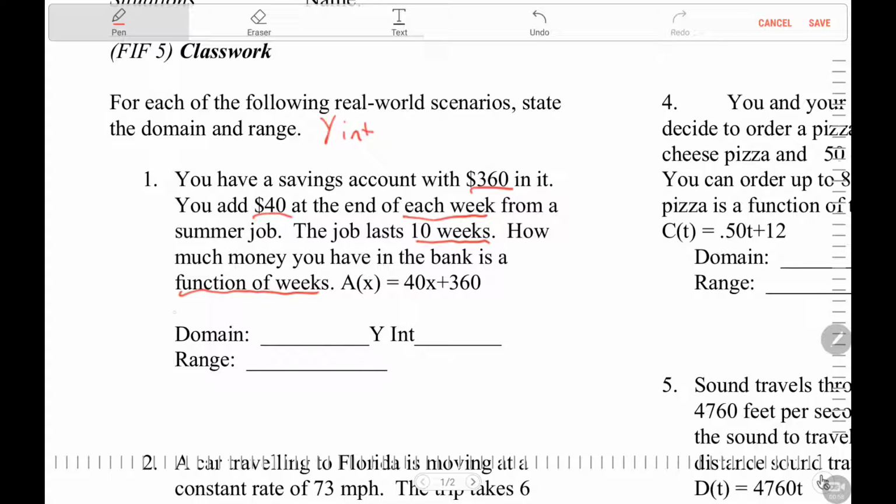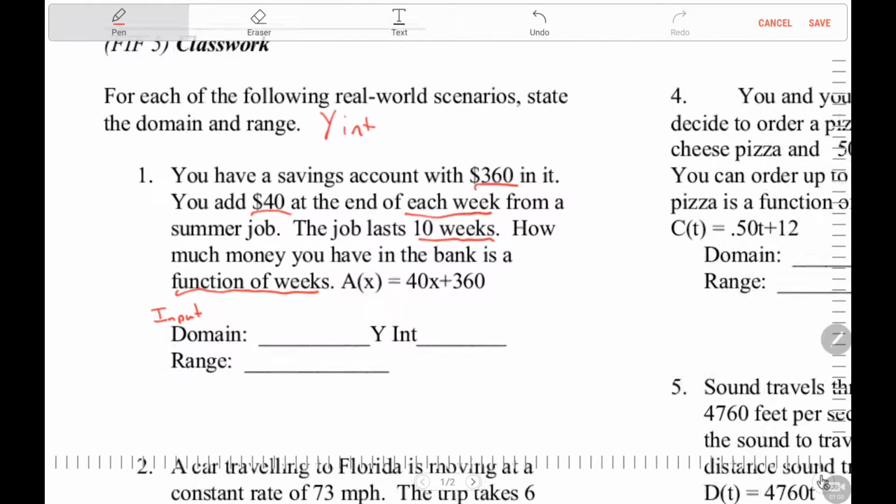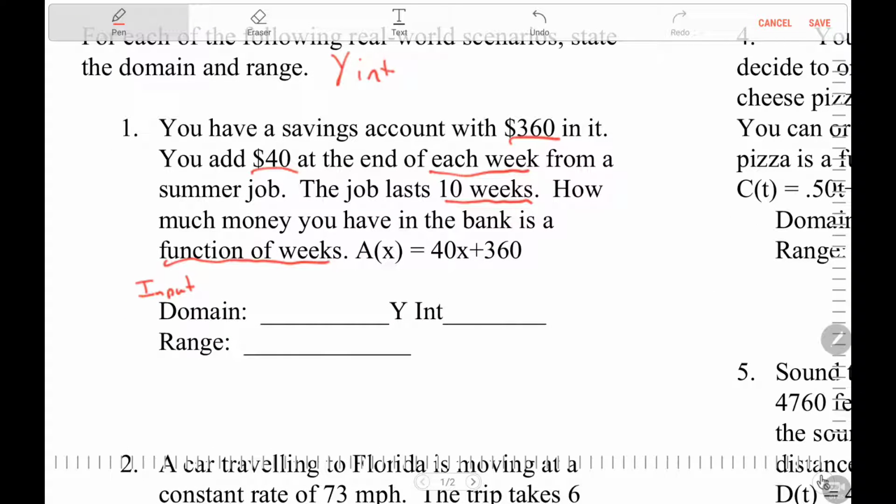So just remember that the domain is input. You need to understand what you're putting into the function. Back in the problem, it says that you add $40 at the end of each week. So in the context of the problem, you are putting $40 in, but in the function itself, this x represents the number of weeks.